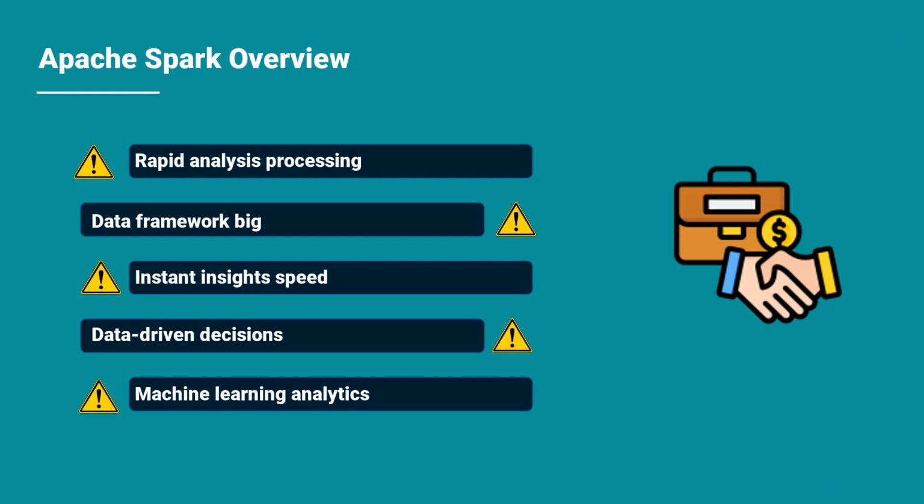It's made of several components, including the driver, cluster manager, and executors, which work together seamlessly to process data. Wow, that's a lot to unpack. But don't worry, we're going to break it all down in upcoming videos. So stay tuned and let's continue our journey through the powerful world of Apache Spark.